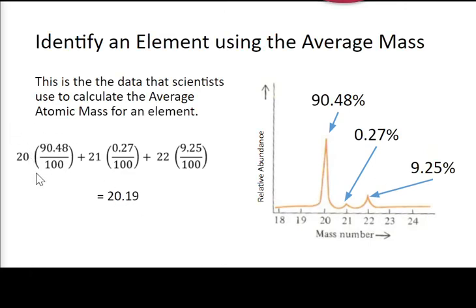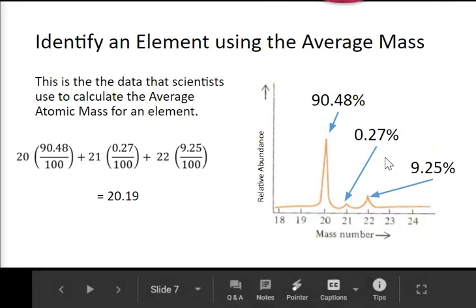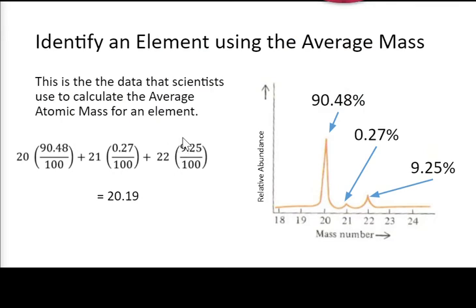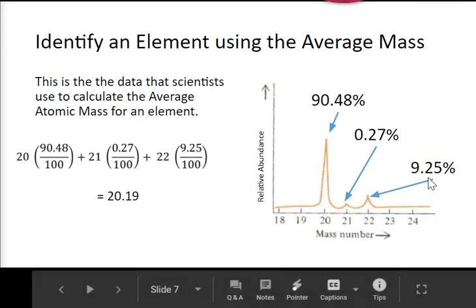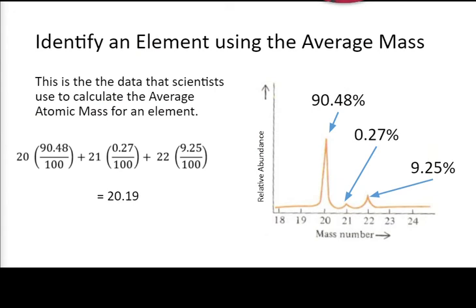So what we do is we take the mass number, multiply it by the percentage of atoms that had that mass number, and then we add it to the rest of the individuals. So 20 times 90% out of 100, 21 times 0.27% out of 100, and 22 times 9.25% out of 100. If you do this calculation, you should get your average as 20.19, which tells us that this particular sample is neon. Neon's average is listed on the periodic table as 20.18, so we're very close to our average from this calculation.